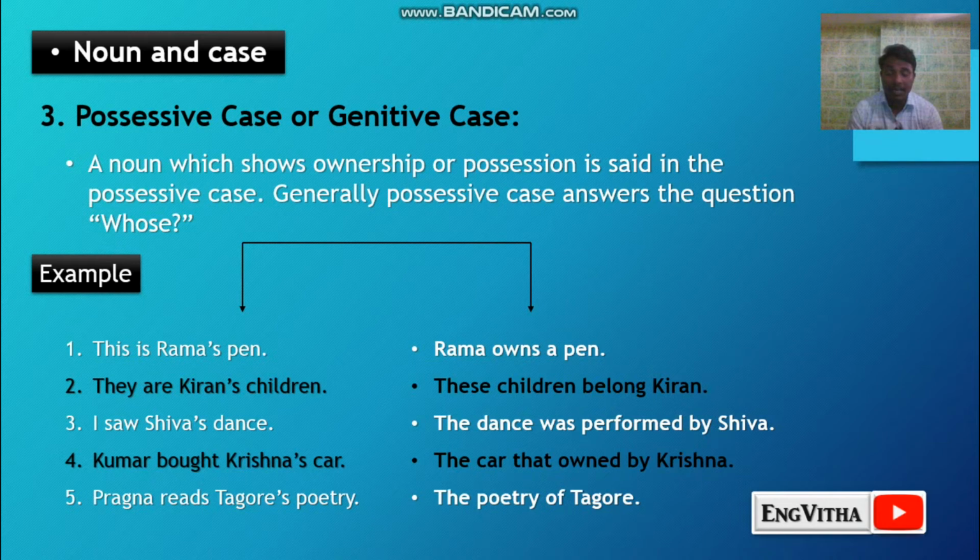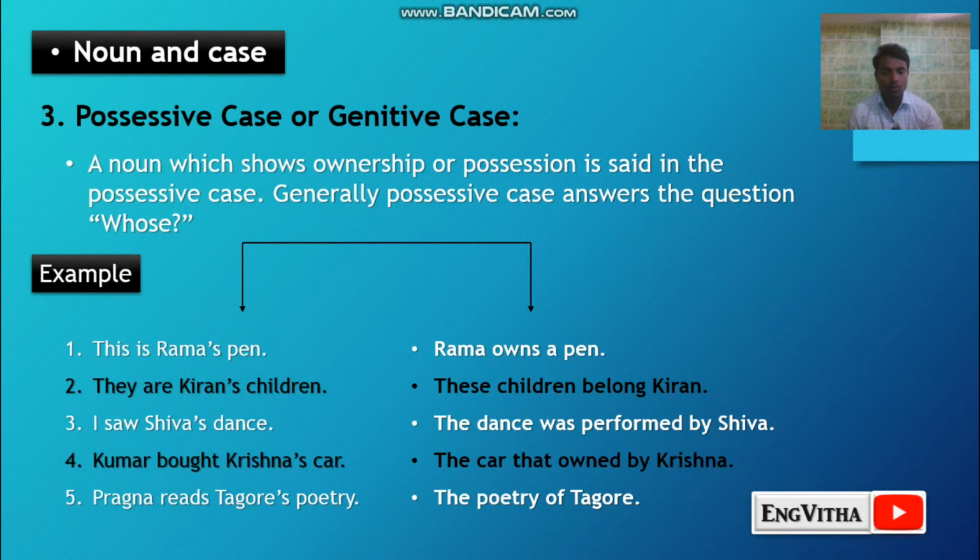Then they are Kiran's children. We can also mean this as, these children belong to Kiran. And I saw Shiva's dance. That means the dance was performed by Shiva. And Kumar bought Krishna's car. That means the car owned by Krishna was bought by Kumar. And the fifth one is, Pragna reads Tagore's poetry. That means the poetry of Tagore is read by Pragna.